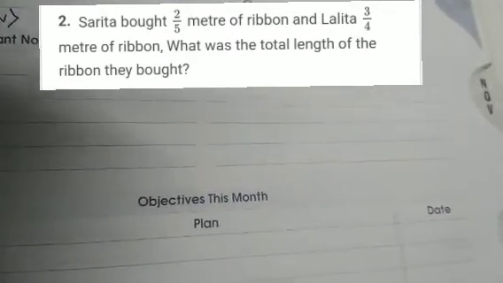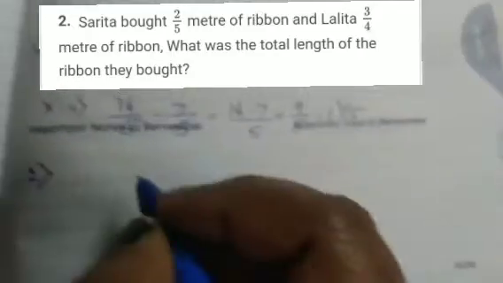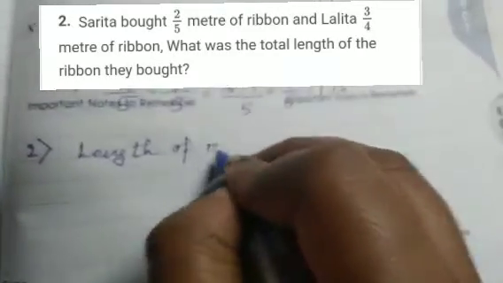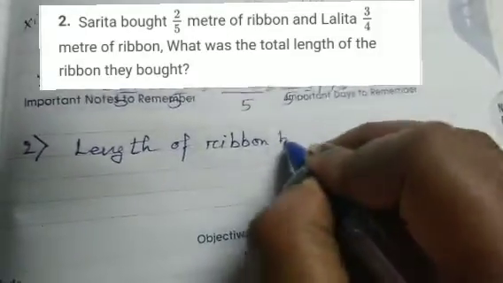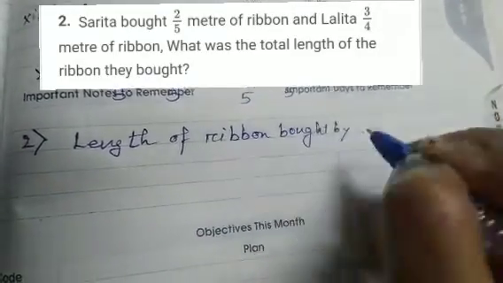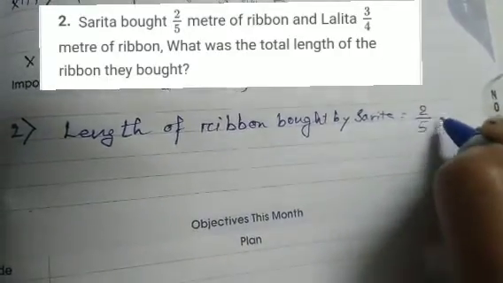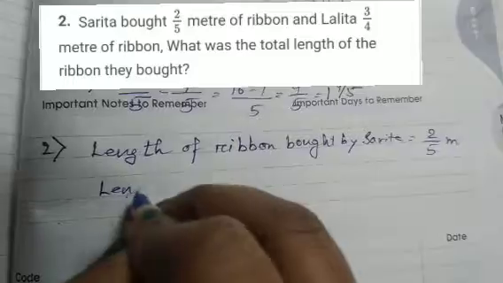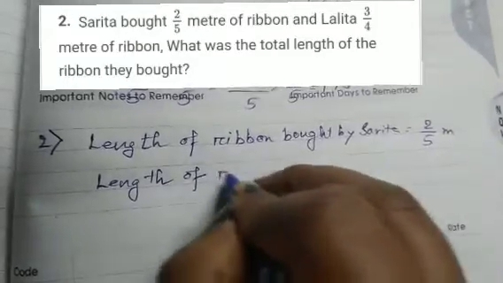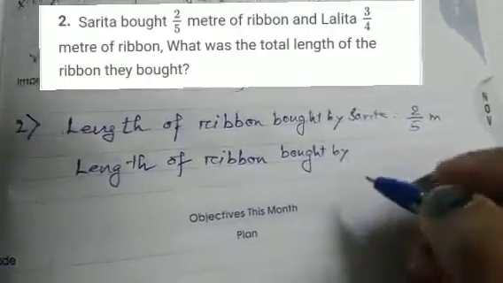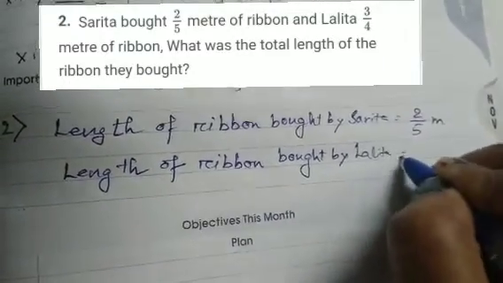Coming to question number 2. It says Sarita bought 2 by 5 meters of a ribbon and Lalita 3 by 4 meter of ribbon. What was the total length of ribbon they bought? So length of ribbon bought by Sarita was how much? 2 by 5 meters. And length of ribbon bought by Lalita was 3 by 4 meters.